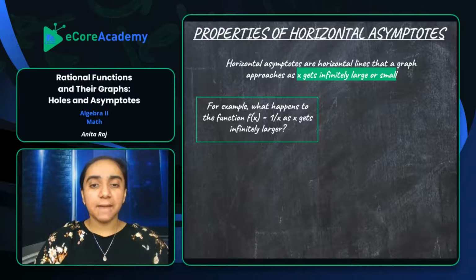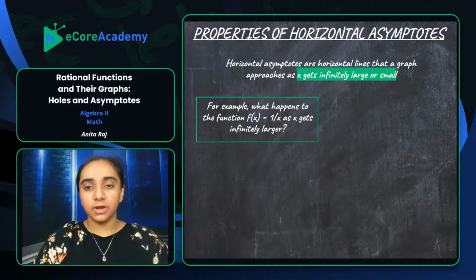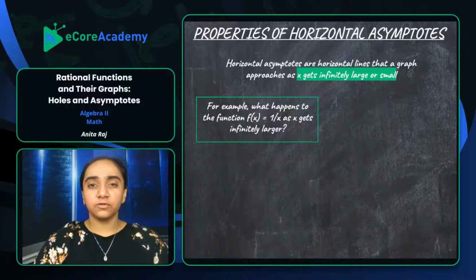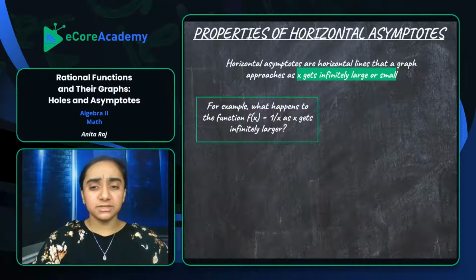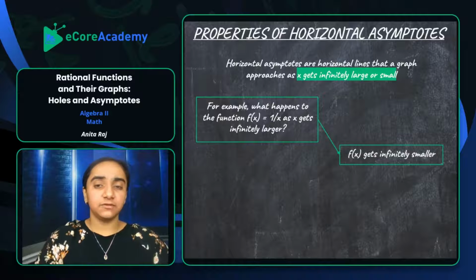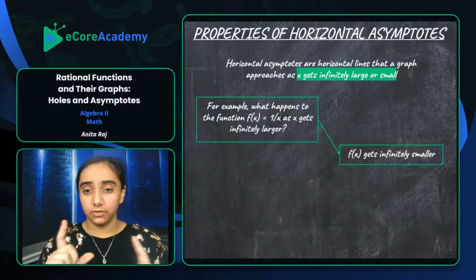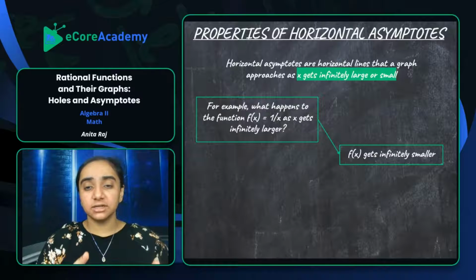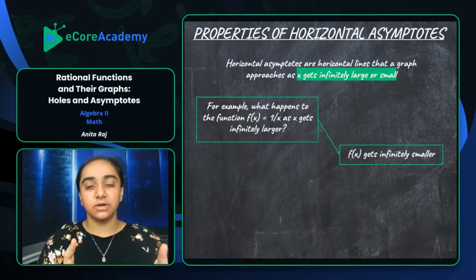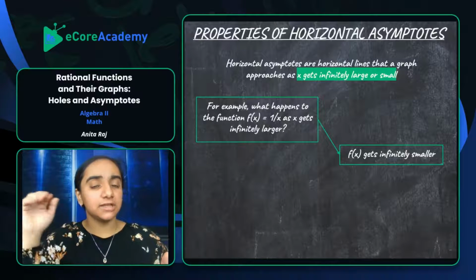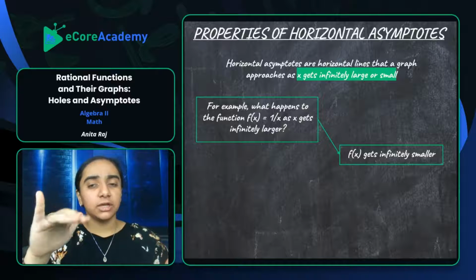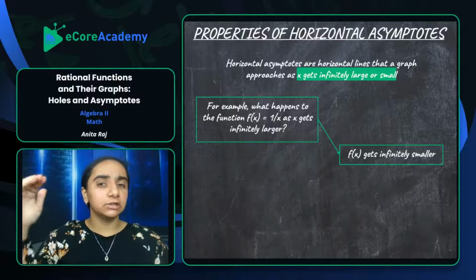So what happens to the value of the function, which is the y-coordinate, or the output, as x gets larger? Well, the value of the function is going to get smaller. And what does that mean? Well, f of x is infinitely smaller. But think about it this way. x cannot be equal to 0, no matter what, because if x is equal to 0, we have a discontinuity there. We have a vertical asymptote there. However, as you increase x, you're going to get larger and larger.